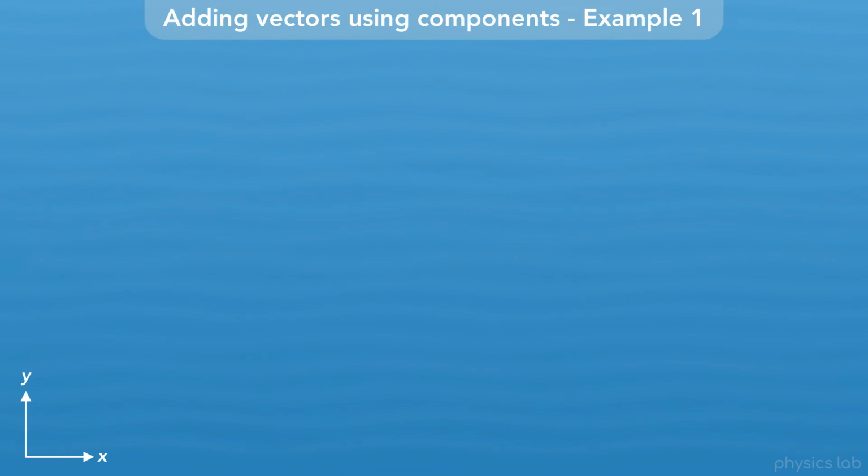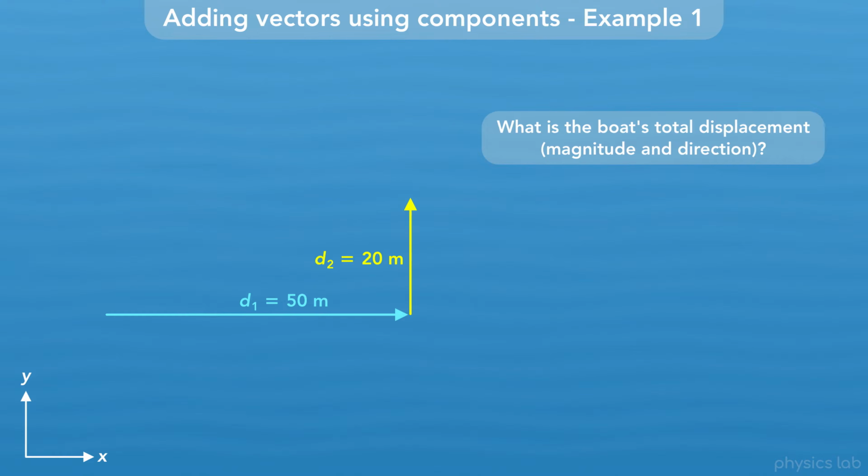For these examples, we're going to follow the displacement of a boat. Let's say the boat moves 50 meters to the right in the x direction, and then it moves 20 meters up in the y direction. During the first part, this is the boat's displacement vector, which we'll call d1 for displacement 1. It has a magnitude of 50 meters. The second displacement vector, d2, has a magnitude of 20 meters. What is the boat's total displacement, specifically the magnitude and direction?